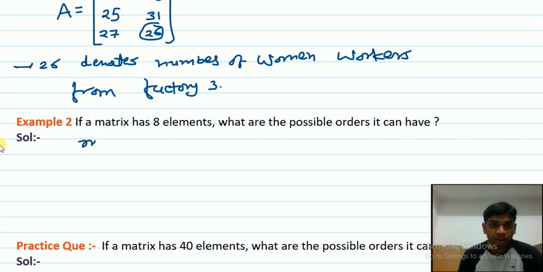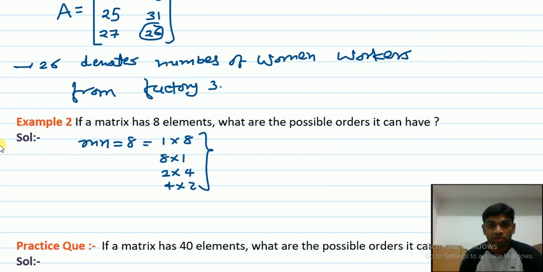So mn is equal to 8. It means the multiplication of 2 numbers is 8. Then this 8 can be created in different ways: 1 into 8 or 8 into 1, 2 into 4 also, and 4 into 2 also, and nothing else. So we have a total of 4 possibilities. The possible orders it can have are 1 into 8, 8 into 1, 2 into 4, and 4 into 2. This is our answer.